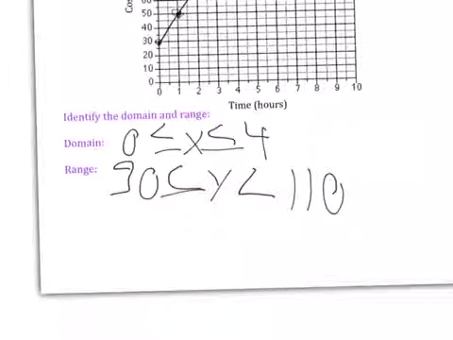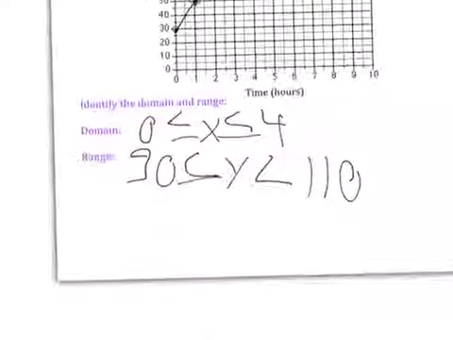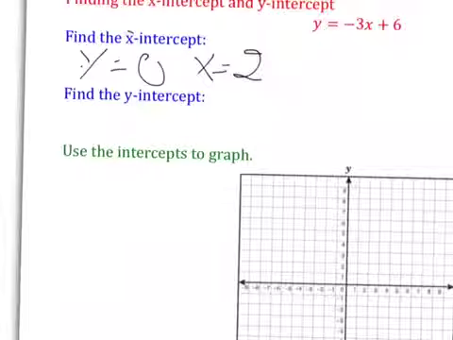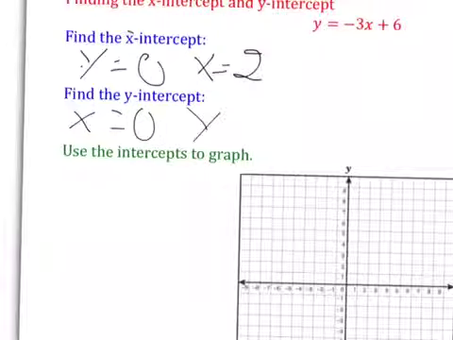And then when we look at it again, the range is 30 is less than or equal to y, and y is less than or equal to 110. So when our y-intercept is 0, the x-intercept will be 2. y equals -3x plus 6. Then you subtract 6, and when you subtract 6 you get x equals -6.